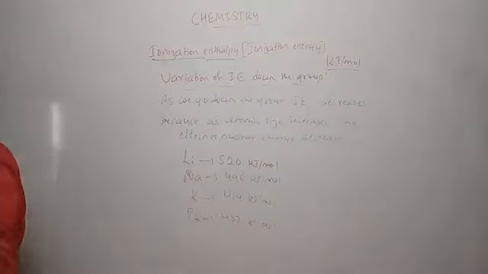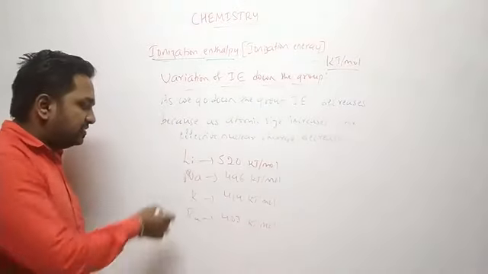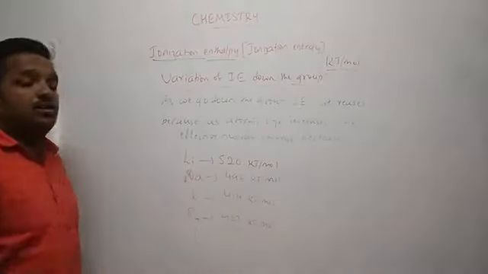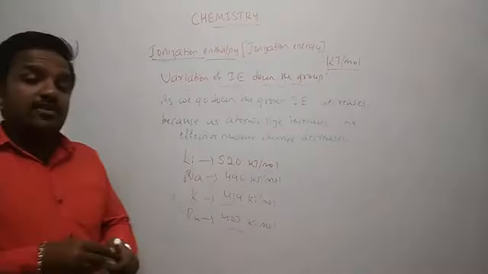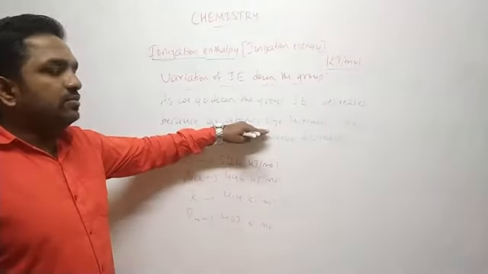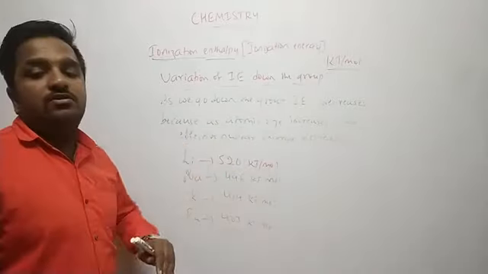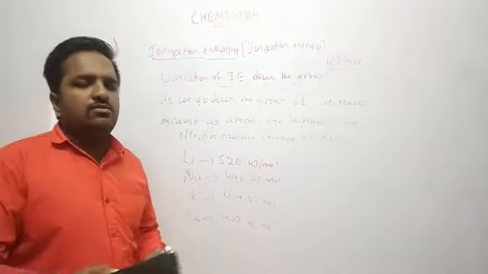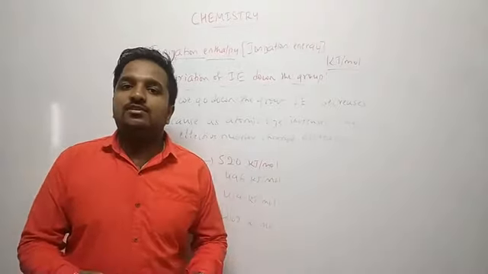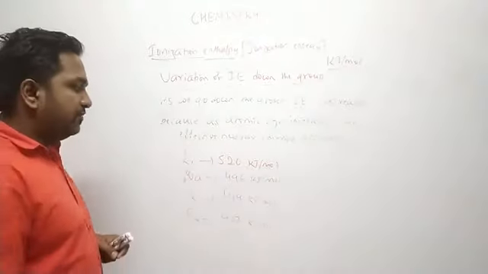These are the elements and their ionization enthalpies. As we go down the group, 520, 496, 419 and 403, the ionization enthalpies are decreasing. Why are they decreasing? As we go down the group, atomic size increases, so the effective nuclear charge decreases. As the effective nuclear charge decreases, the force of attraction between the nucleus and the outermost electron is less, so it is very easy to take the electron out.